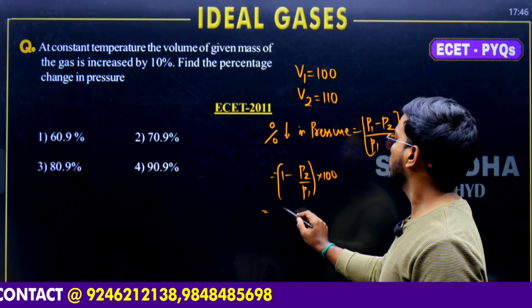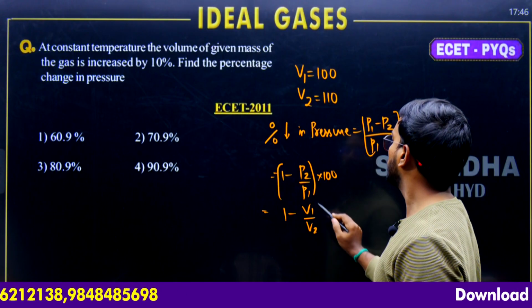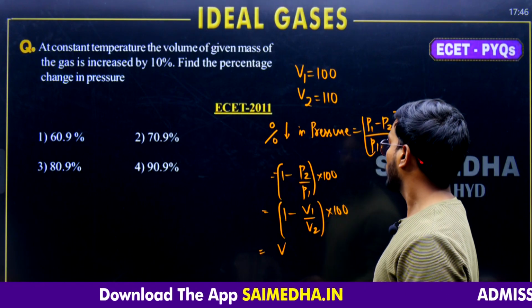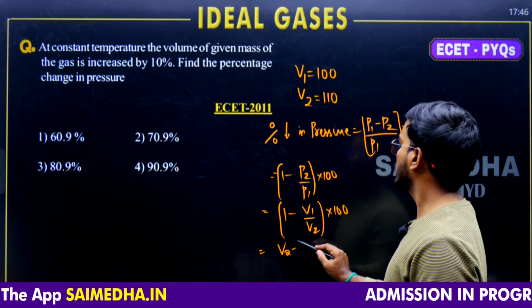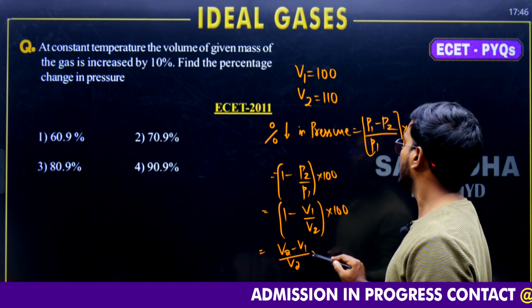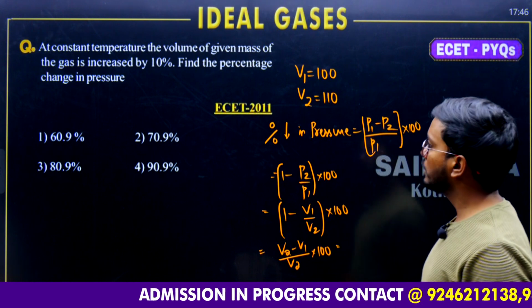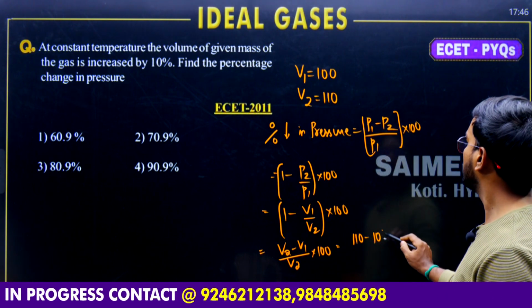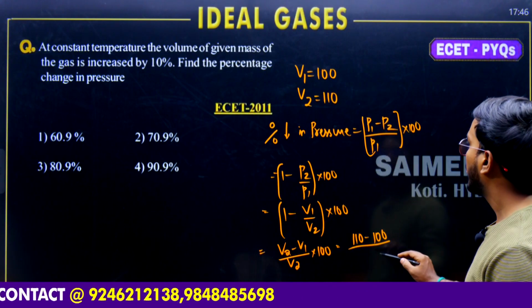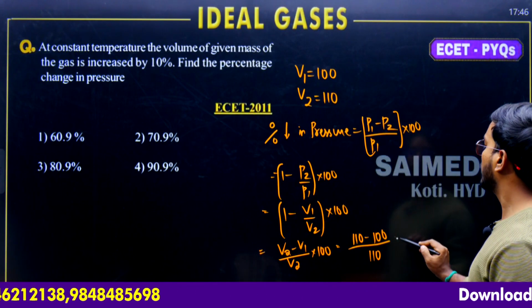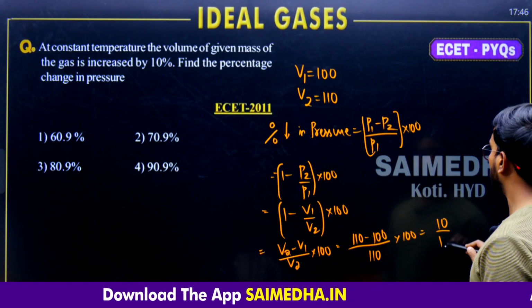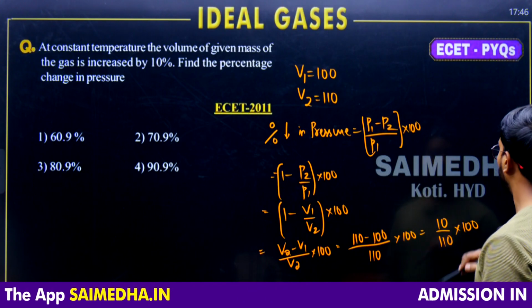P2 by P1 in terms of volume will be V1 by V2 into 100. So this is going to become V2 minus V1 divided by V2 into 100. So what is the V2? 110. What is the V1? 100. V2 is 110 into 100. So this is going to become 10 by 110 into 100.